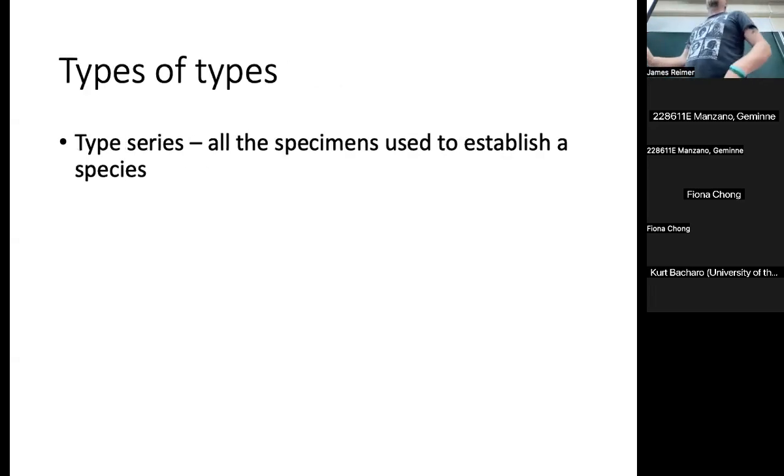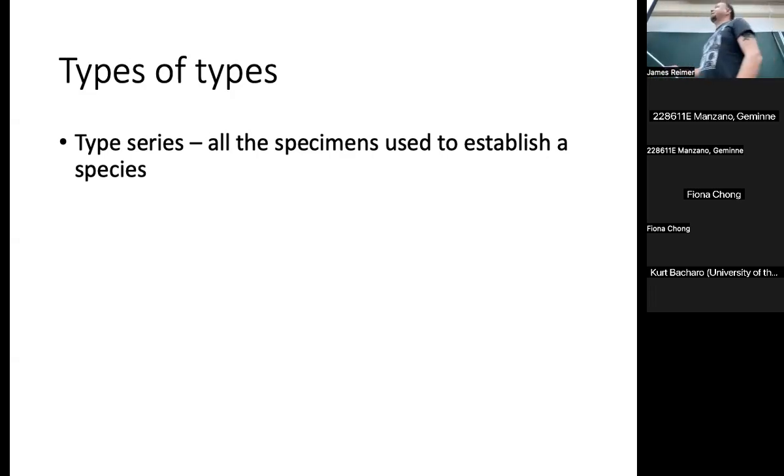Let's talk about types of types. This is where we get into the details for today. Often you'll see the word type series. A type series is all the specimens used to establish a species. So you may have a paper with 20 nematodes describing one species. If you list all of those specimens in your materials, specimen 1, specimen 2, specimen 3, specimen 4, they're all the type series. So series means repeated, right? All the specimens that you use to establish a species are the type series.